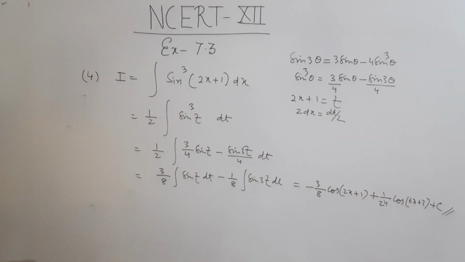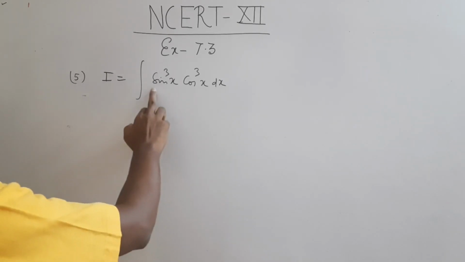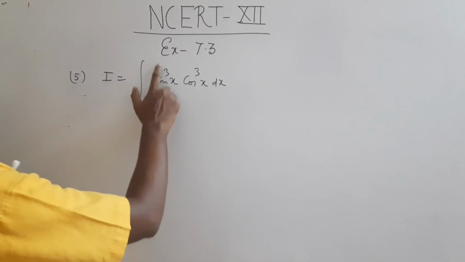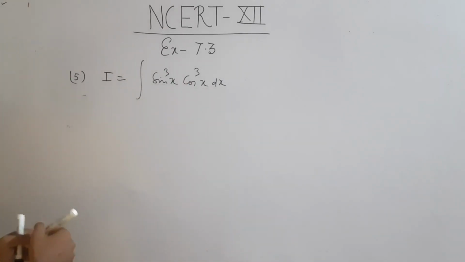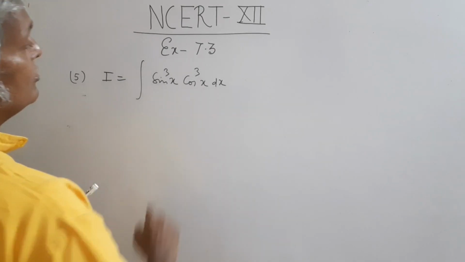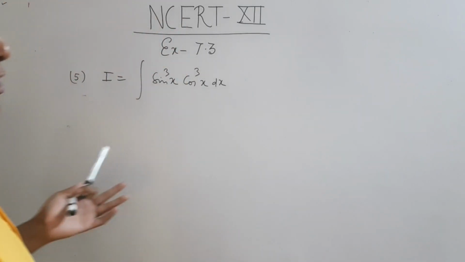Now I'll go for question number 5. Here I have to find the integral of sine cube x and cos cube x. How can I do that? Both these powers are odd, so you can take one cos or one sine out depending on your situation. I'll try to get one cos out. Now the question is why not sine? Yes, I can take sine common also, there's no problem with that.